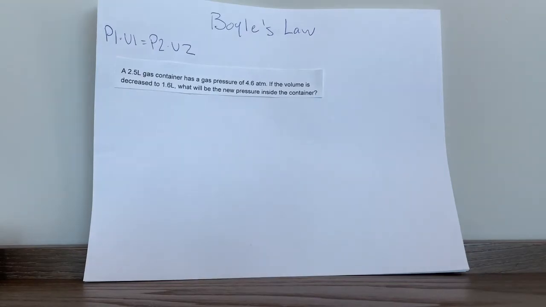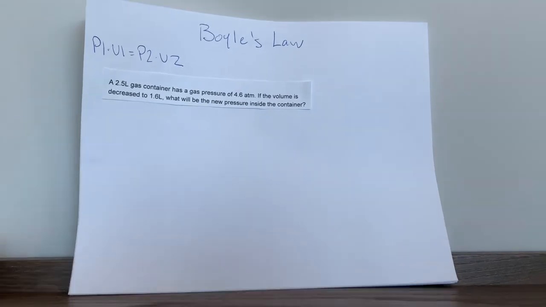The next gas law that we'll be going over is Boyle's law, which is P1 times V1 equals P2 times V2. The problem that we'll be trying to solve is: a 2.5 liter gas container has a gas pressure of 4.6 atm. If the volume is decreased to 1.6 liters, what will the new pressure inside the container be?